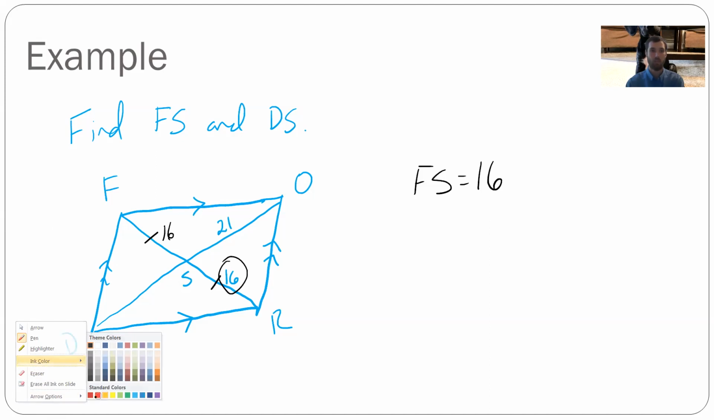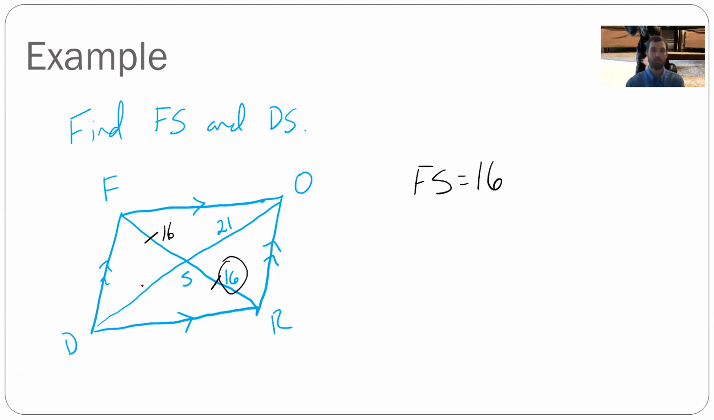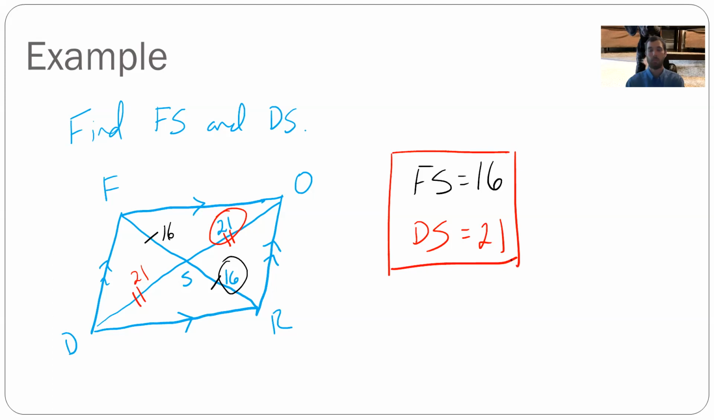We can do something very similar with DO, because this gets bisected as well, to where those two are the same. So if this is 21, I can just transfer that 21 over here as well, which means D to S, which is that segment there with that red 21, is 21 as well. And that is all you got to do, okay?